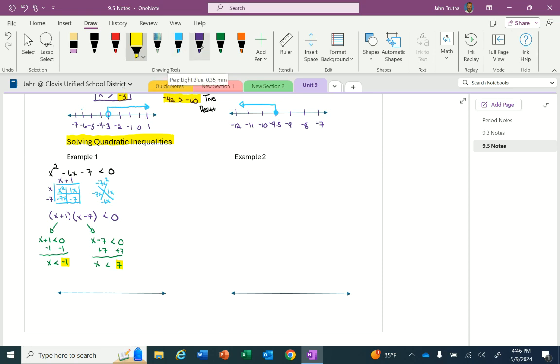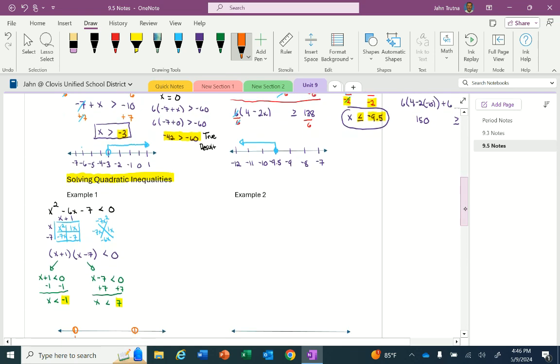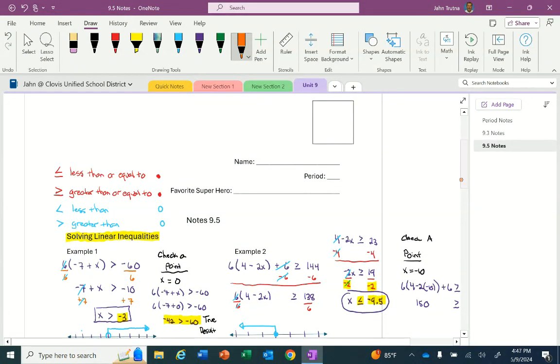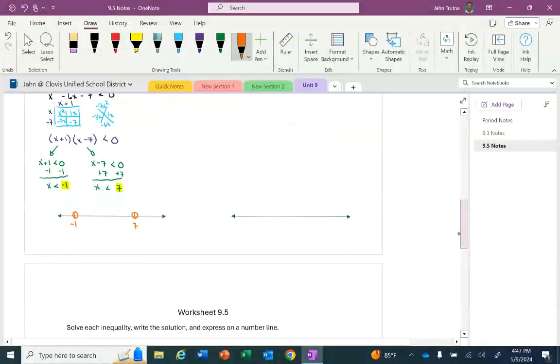Okay? So when I go to my number line and I make my number line, I'm going to have a solution number at negative 1, and I'm also going to have a solution number at positive 7. Okay, so I'm going to have two solution numbers, and on both solution numbers, I'm going to have an open dot, a not filled in dot, on each number. Why not filled in? Well, because my inequality is a less than symbol, and you can see up here when we have the less than symbol, we put a not filled in dot. But we have two dots here.